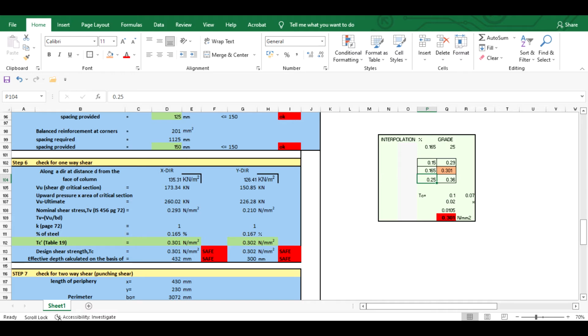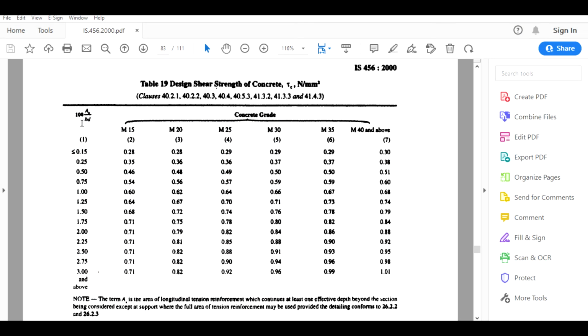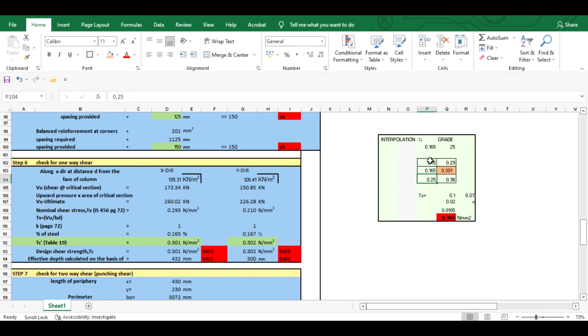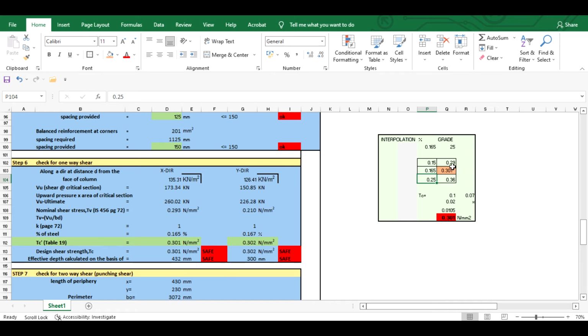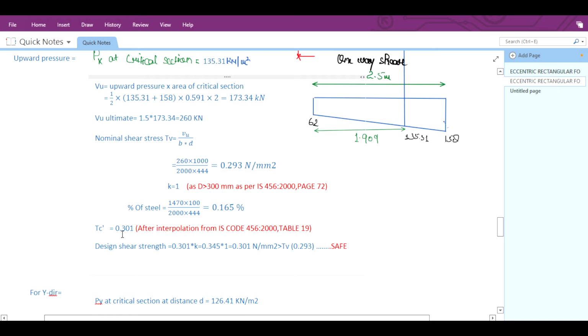Your 0.165% steel will lie between 0.15 and 0.25. Here you just have to put 0.15 and 0.25. Grade of concrete we have chosen is M25. So for M25 in table number 19, it is 0.29 for 0.15 and 0.36 for 0.25. So after interpolation, your value for tau c dash will come as 0.301. That value you have to use here.